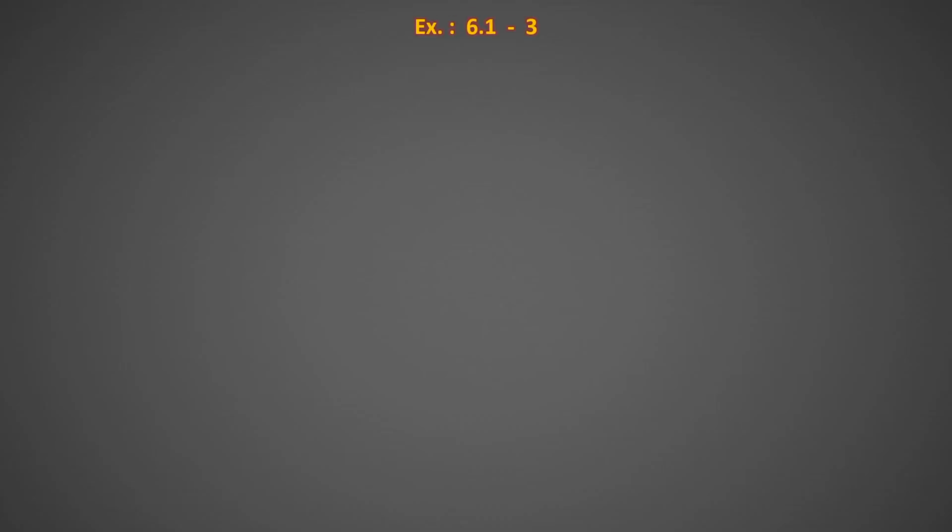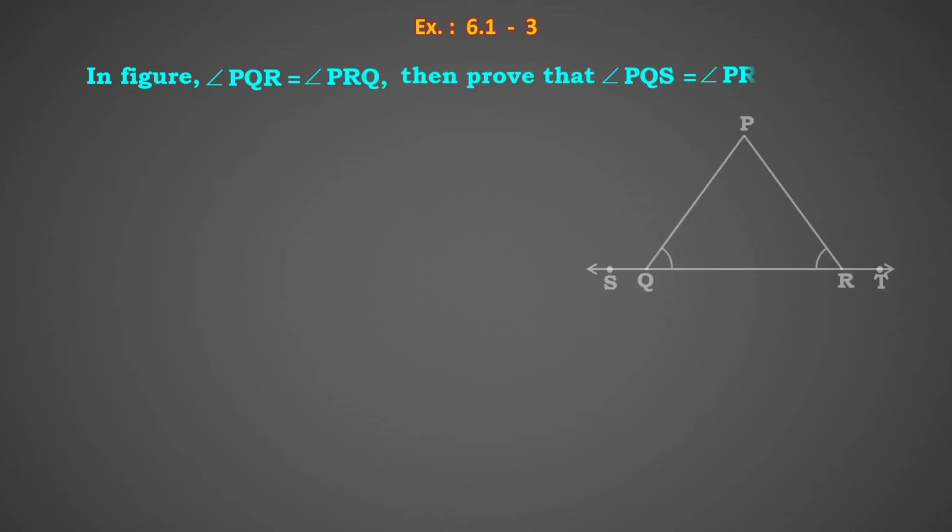Module 7. In figure, angle PQR equal to angle PRQ. Then prove that angle PQS equal to angle PRT.